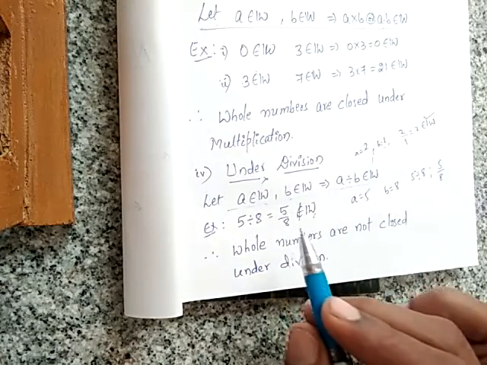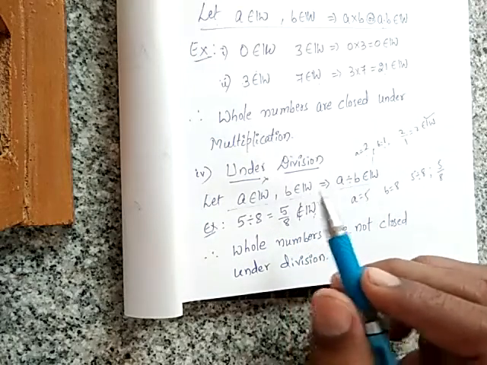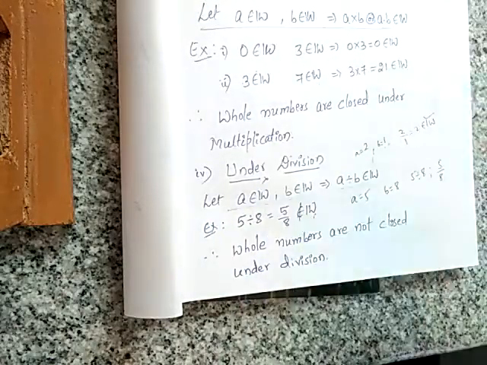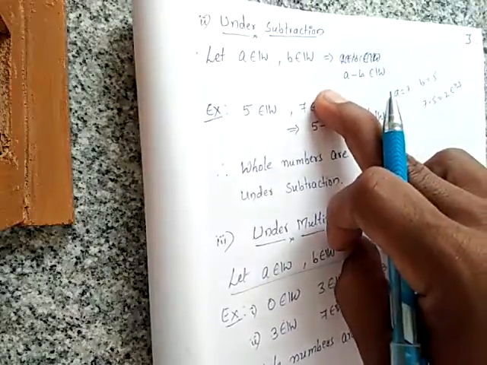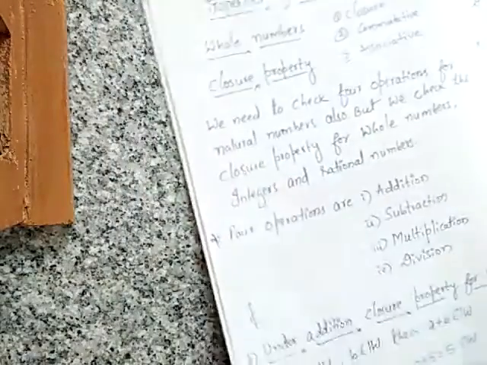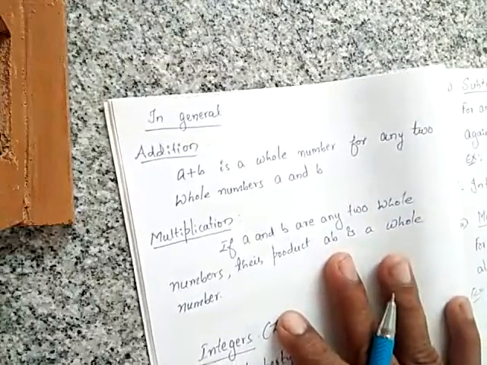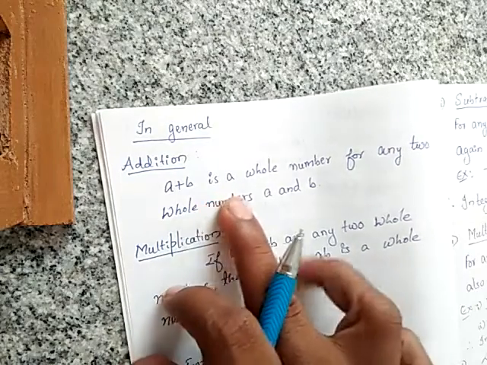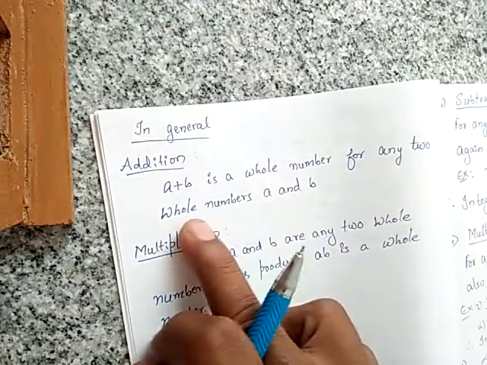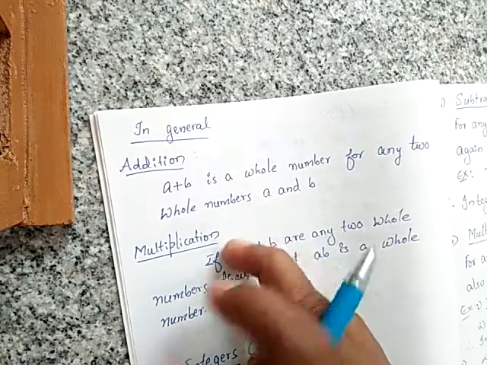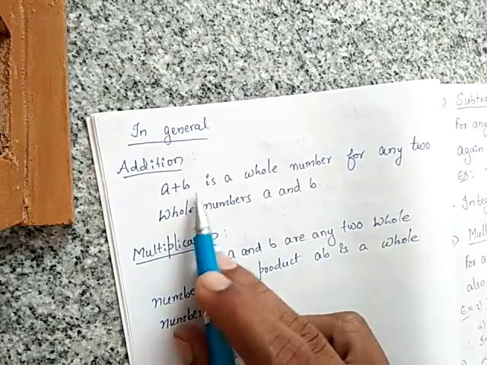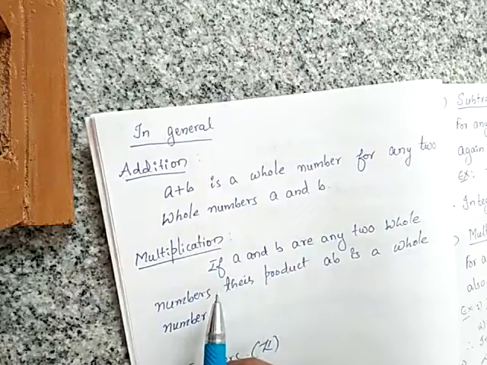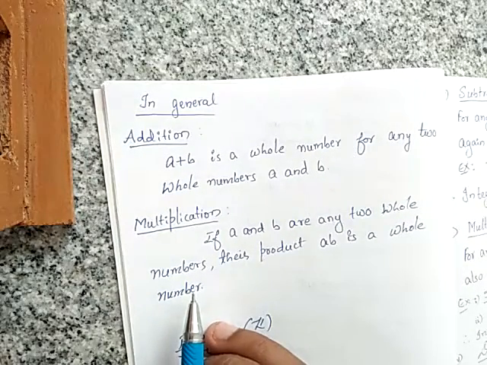Okay, in general we can say that for the whole numbers, closure property holds good only for multiplication and addition. It doesn't hold good for subtraction and division. Okay, so last one point I will tell you here. In general, for addition, A plus B is a whole number for any 2 whole numbers A and B. So if A and B are the 2 numbers, and if you add A plus B, that again will belong to what? Whole number. Similarly for multiplication, if A and B are any 2 whole numbers, their product AB is a whole number. Up to here you can write in your fair notes.